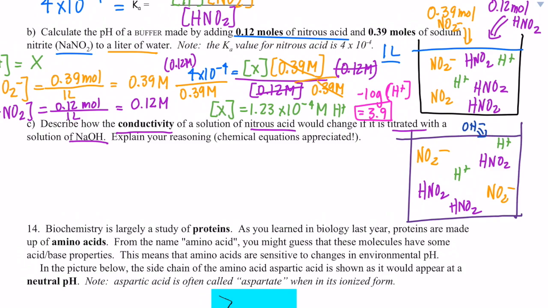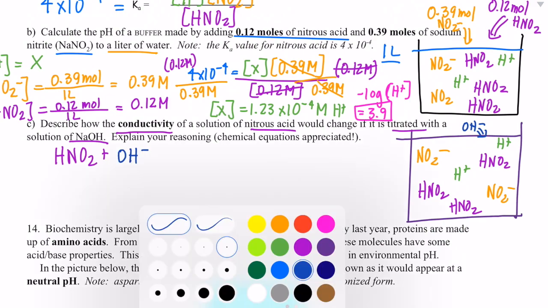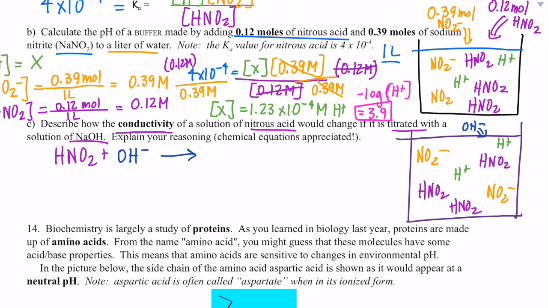We're taking nitrous acid and adding sodium hydroxide, which will dissociate into hydroxide, and this will form water and nitrite, NO2 minus. OH minus, hydroxide, is a strong base. That means it will take any H pluses in solution.